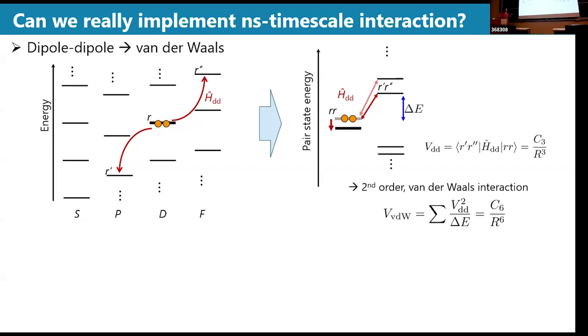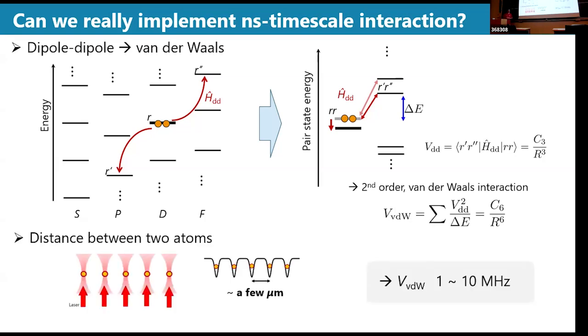So this should be J maybe, and in the end you get the 1/6 interaction. And the distance between two atoms is not 1 micron, but maybe a few microns in most cases. In the end, this R value is not so small. What you get in reality is, in most cases, van der Waals interaction of the order of 1 to 10 megahertz. So it's different from nanosecond interaction or gigahertz interaction.